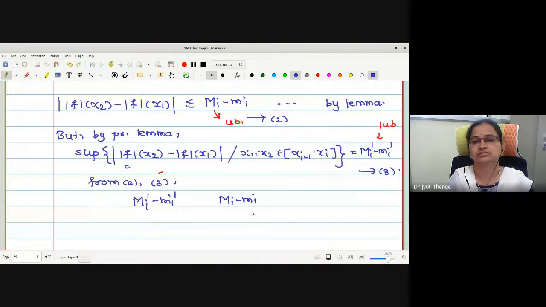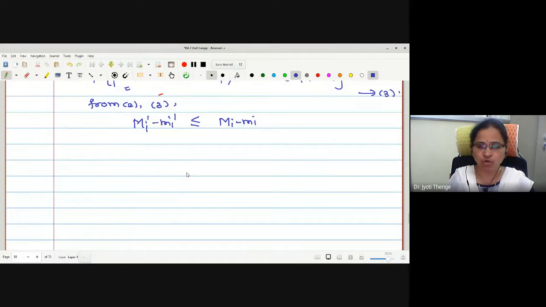Yes, it is less than or equal from these two. This is the least upper bound. This is an arbitrary upper bound. Correct? Now we have obtained the relation between the bounds of the function f and mod f. What should be my next step?